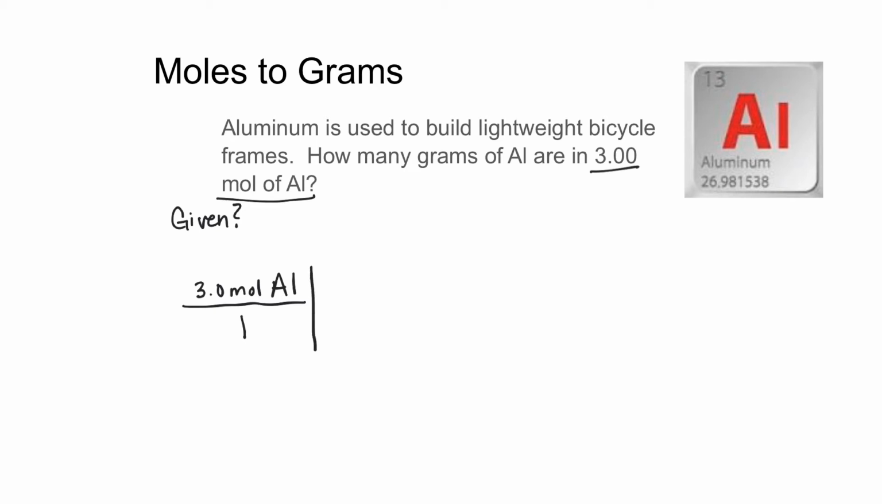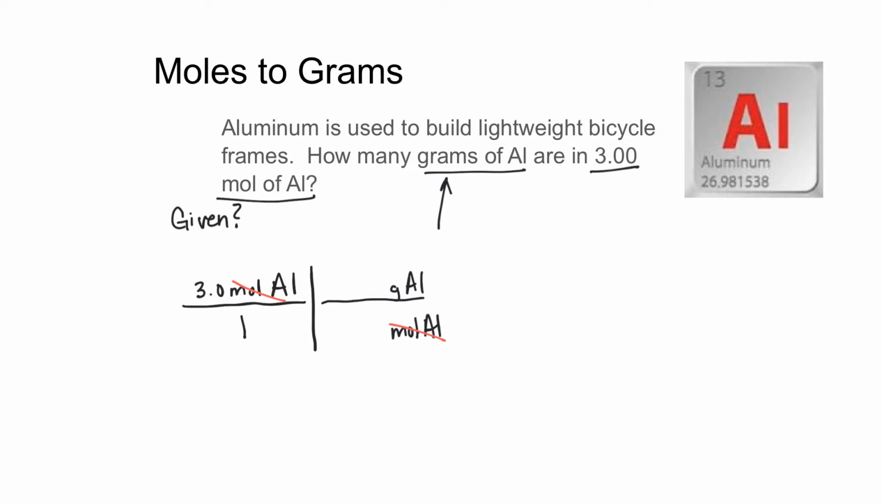Now, we are looking for grams of aluminum. And so we know we're converting moles to grams. And so over here, we're going to put grams of aluminum over moles of aluminum. We know we need to put grams of aluminum on top because that's what we're looking for. We know we need to put moles of aluminum on the bottom because these need to cancel. Okay?